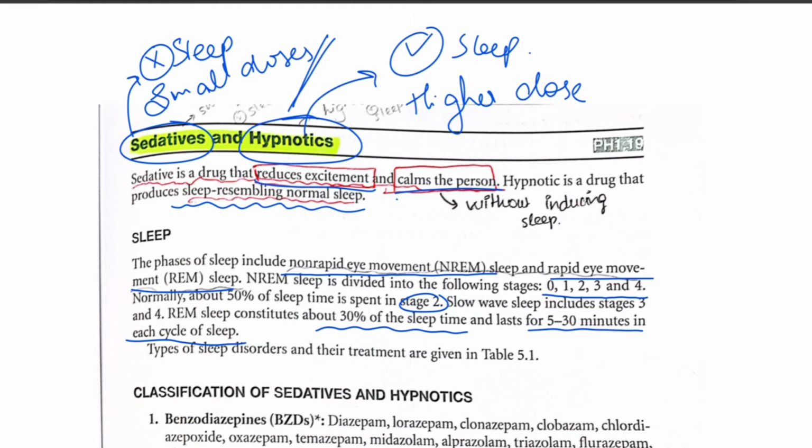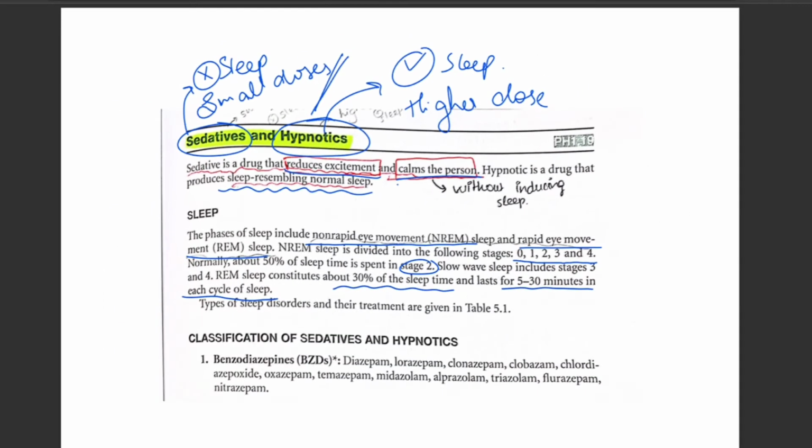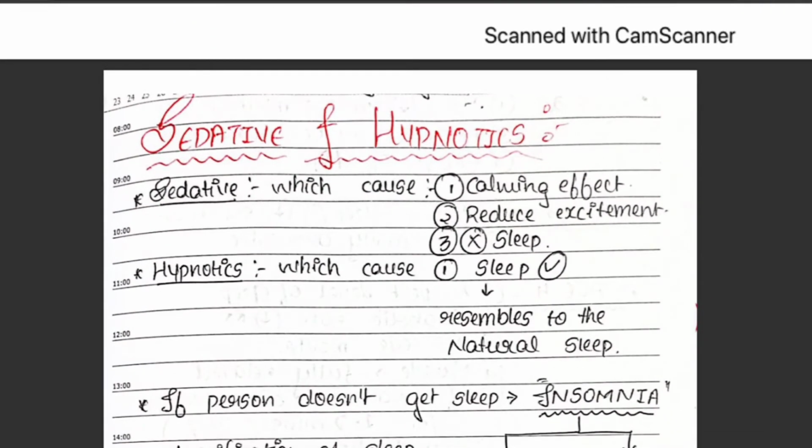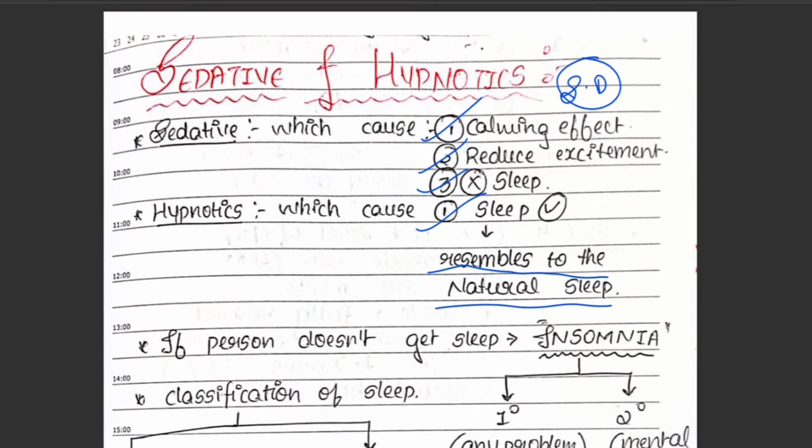Now moving on to a brief classification and definition of sedatives and hypnotics. What are sedatives? Sedatives give you a calming effect, reduce your excitement level and do not cause sleep. As I've said, they are prescribed in small dosage form. Hypnotics induce sleep and usually resemble natural sleep. It's not a harmful kind of drug, it's usually a normal dose drug which resembles natural sleep.